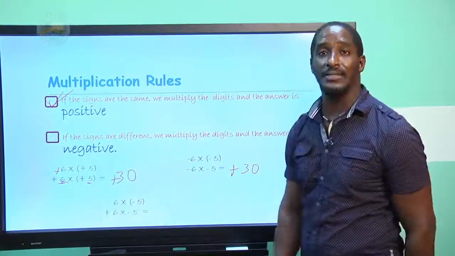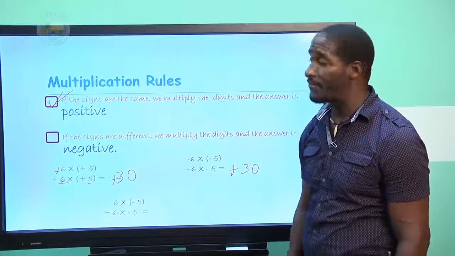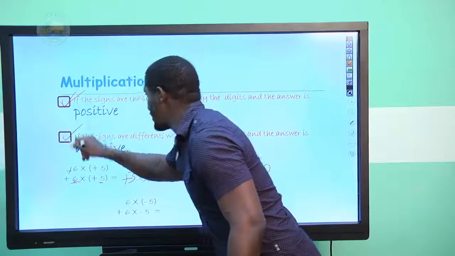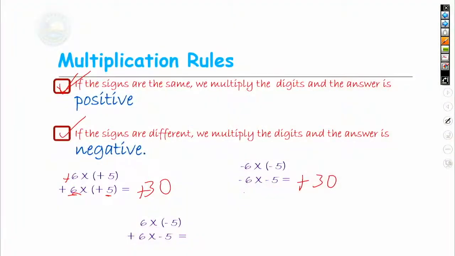So it's positive 6 multiplied by negative 5. Which of these two rules shall we utilize? That's right, it's this one. Signs are different. If signs are different and we are multiplying, multiply digits again. 6 times 5, 30. And the answer is negative. Correct.